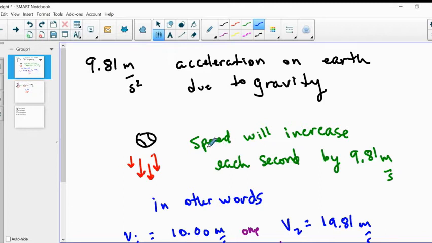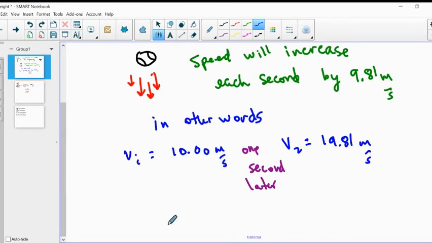So let's talk a little bit more about what that means. We're saying that if I was to drop a baseball, its speed will increase each second by 9.81 meters per second. So once again, in other words, let's say it was falling at a rate of 10 meters per second. And then 1 second later, we measure how fast it is going. It is now going 19.81 meters per second. The speed has increased by 9.81 meters per second.